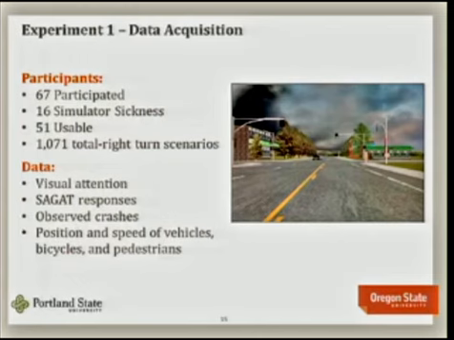Data we acquired included their visual attention, as measured by our eye tracking system, and SAGAT responses. That's a particular technique for measuring situational awareness. We'll talk a little bit about that in a bit. The observation of crashes: did a subject vehicle actually collide with a bicycle in the virtual world? And then the position and location of all the different dynamic elements: our subject vehicle, adjacent cars, adjacent bikes, adjacent pedestrians.